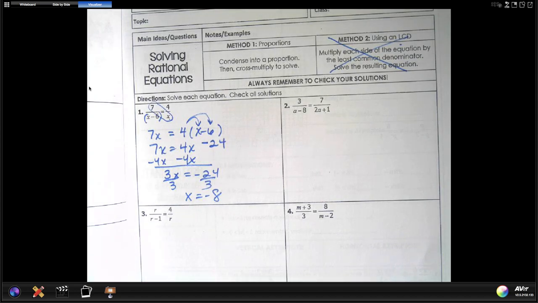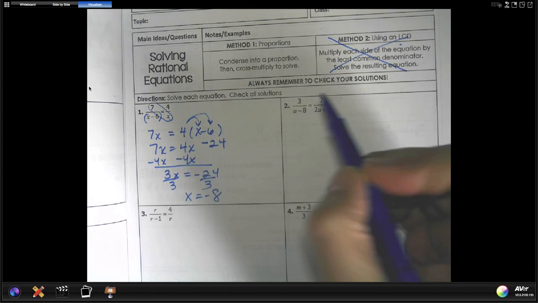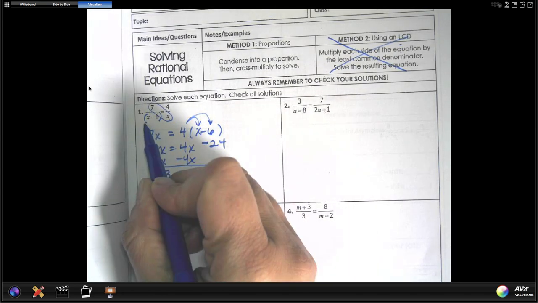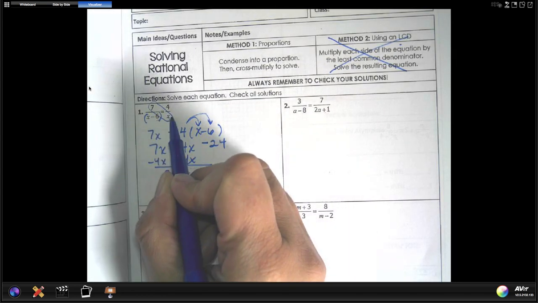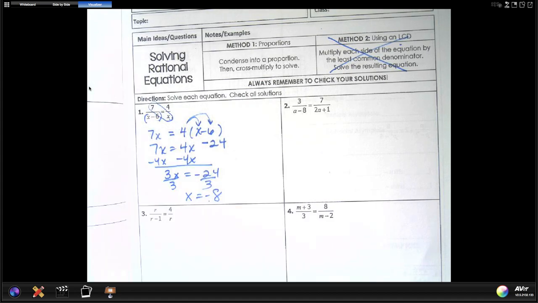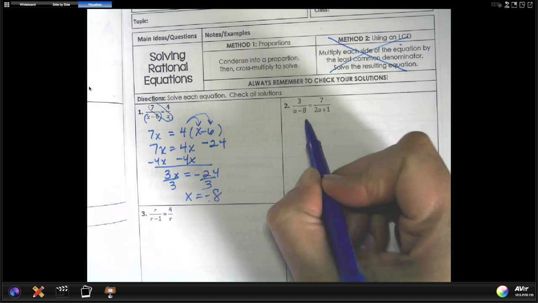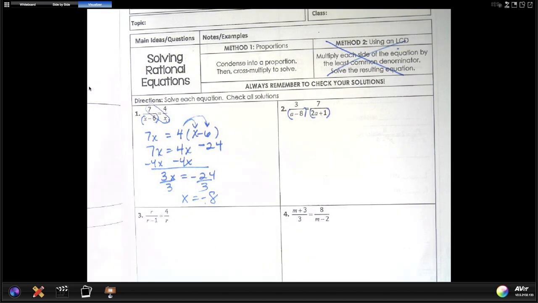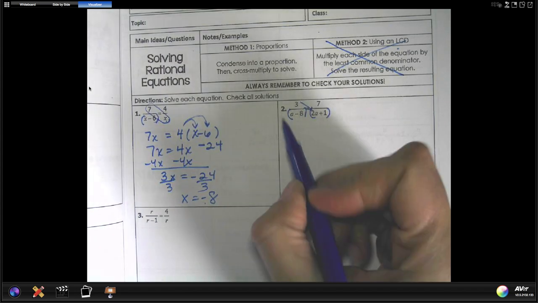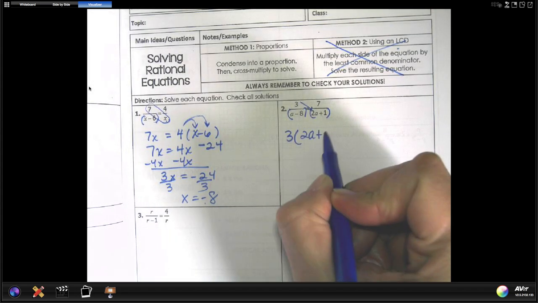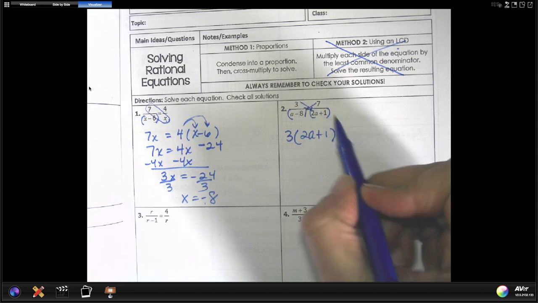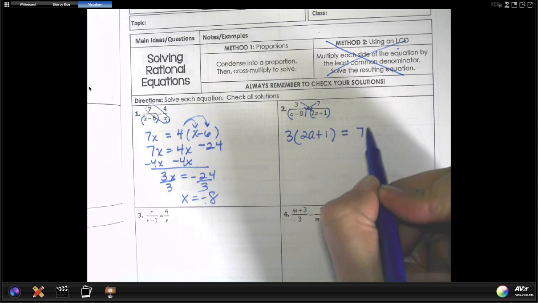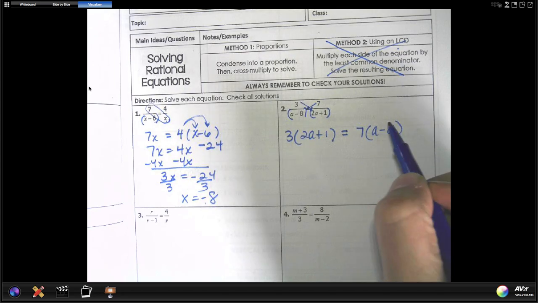All right. Let's go ahead and try another one. Let's look at number 2. So this one, if we plugged in negative 8, minus 6 is negative 14. That's okay. Negative 8 in the denominator is okay. So we're good. Now the next one here, remember, if it's more than one term, use parentheses, just so it reminds you to distribute. So we're going to go 3 times this, 2a plus 1, and then we're going to go this way, equals 7 times a minus 8.